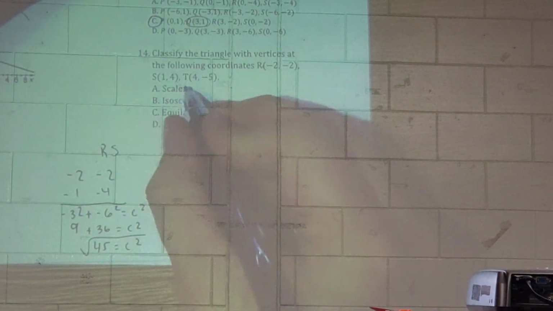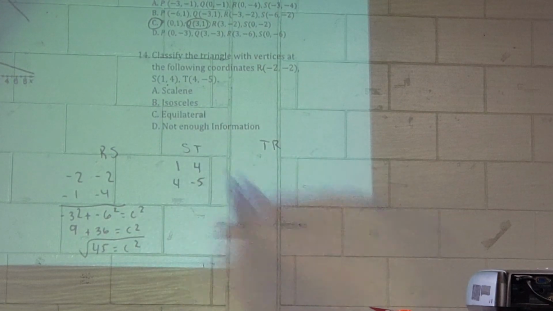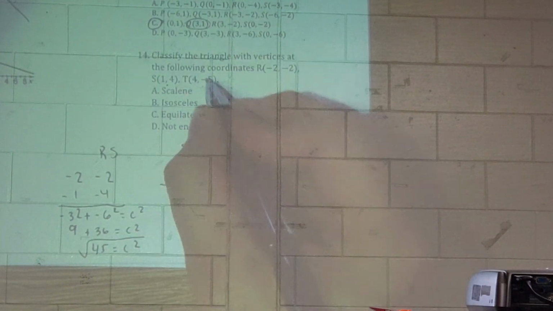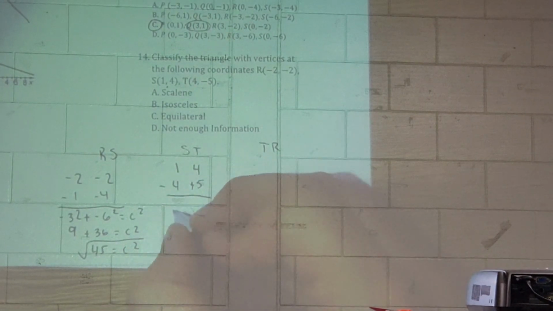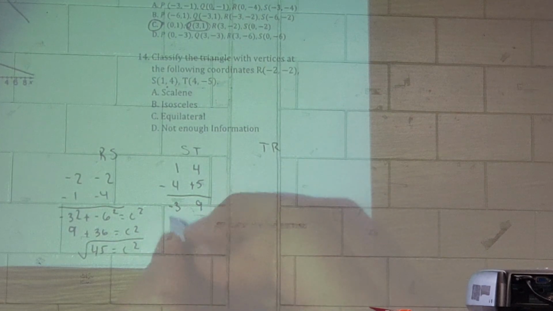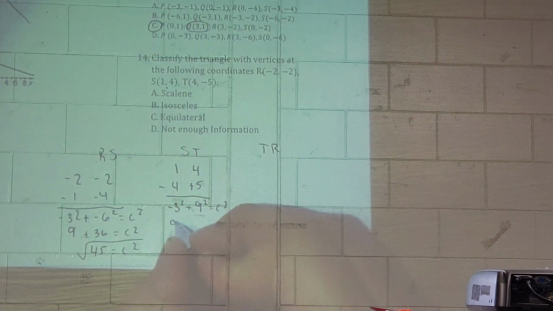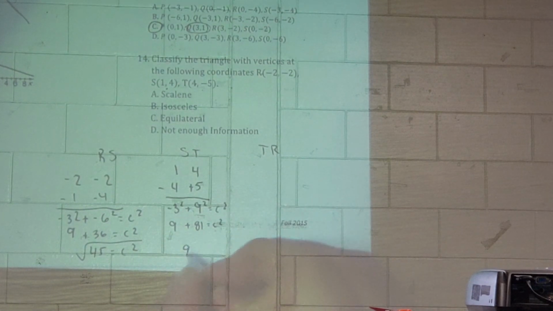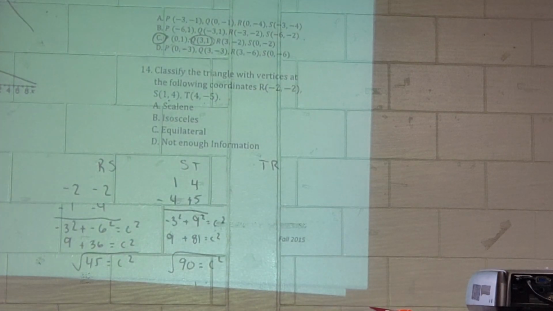So put 1 and 4 on top for s. And underneath it, we'll put t as 4 and -5. But we're going to switch it. 4 becomes -4. -5 becomes +5. And then we'll add -4 and 1 is -3. 4 and 5 is 9. And we'll square those two things and add them together to get c squared. So -3 squared is 9. 9 squared is 81. And I'm going to add that up and get 90 equals c squared and square root it. Last, we got t to r.